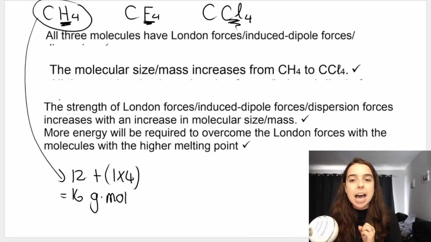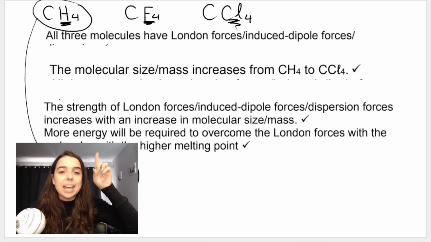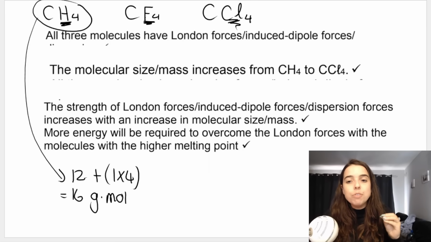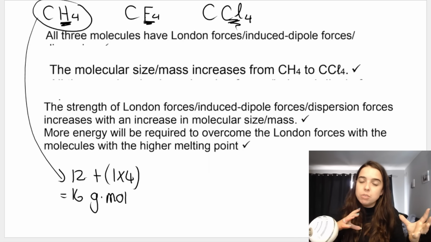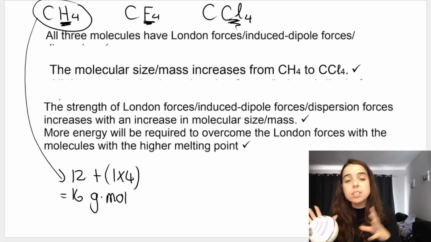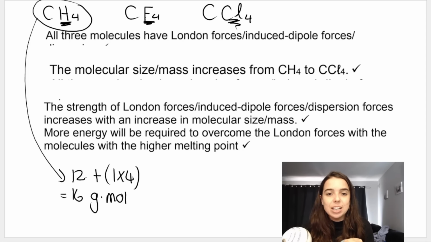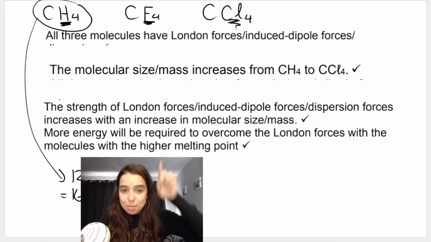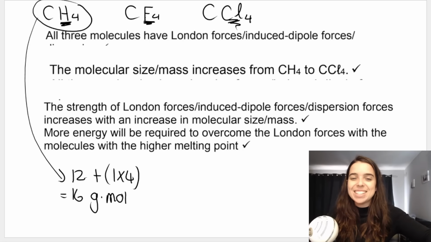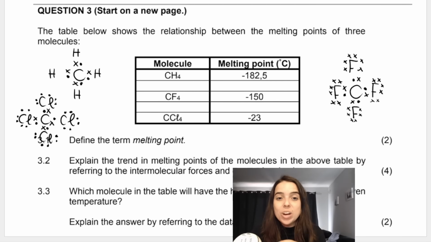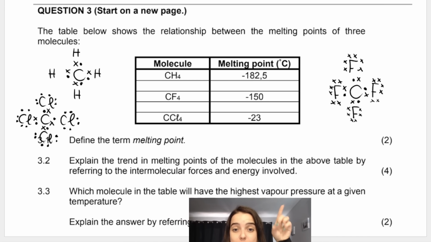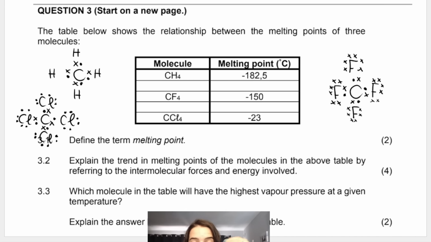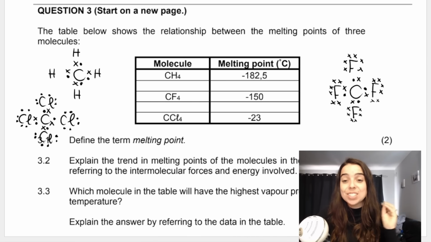Another thing that a lot of my students do is they forget to mention energy. After you tell me which one has more London forces, which one has stronger forces, you need to speak about energy. It's the higher energy that results in a higher melting point. I hope that makes sense. Then my next question, which molecule has the highest vapor pressure at a given temperature? Explain the answer by referring to the data in the table.